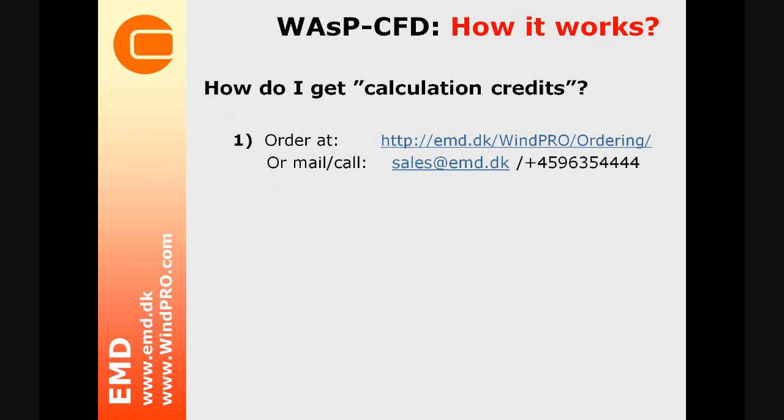Let's assume that you already have WindPRO and WAsP 11 installed on your computer and you want to get started. You need to add some calculation credits to your cluster account, and this can be done in several ways. You can order it from the EMD homepage, emd.dk/windpro/ordering, or you can email or call our sales department.